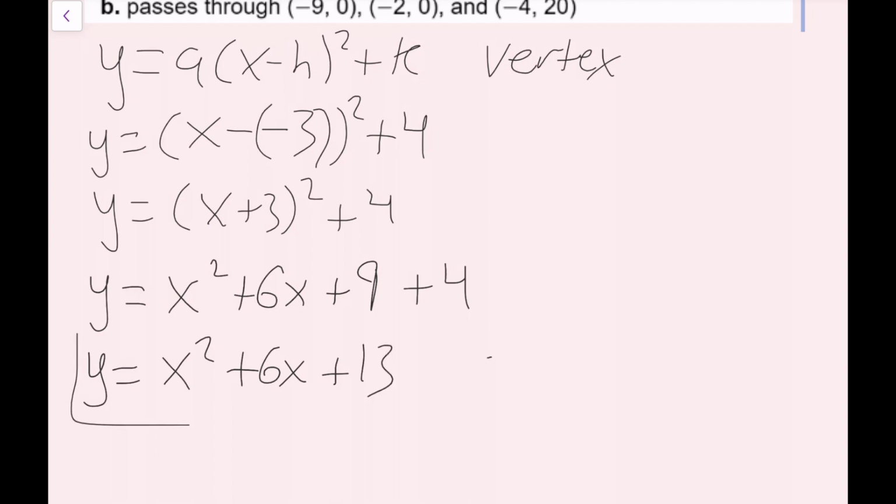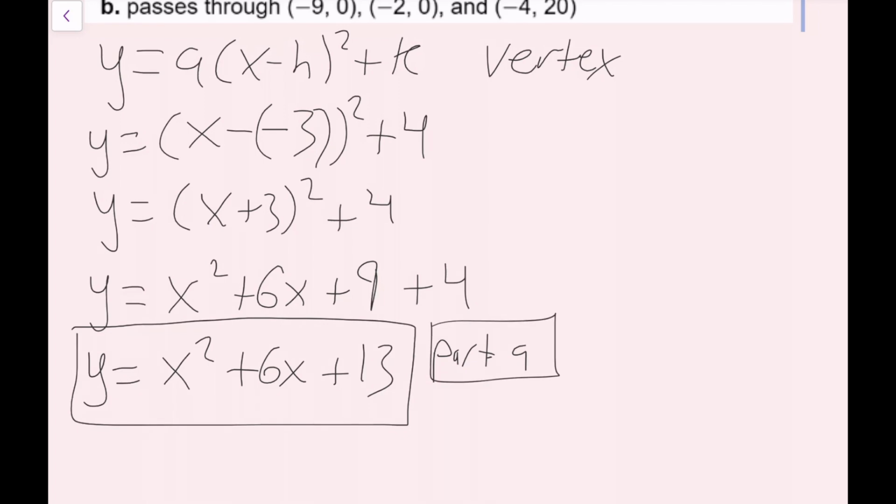And this is the answer. This is one of the many answers for part A. Because we had no specification of what our a value needed to be, this is one of the many answers. This is probably the easiest answer. So this is the answer for part A. All right, let's scroll back up to find part B.